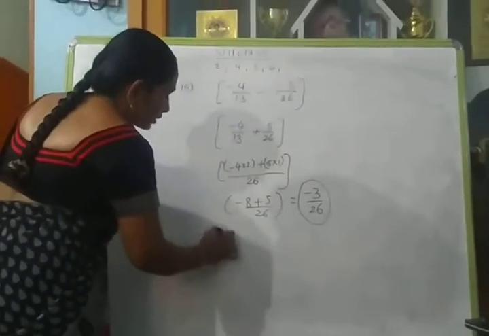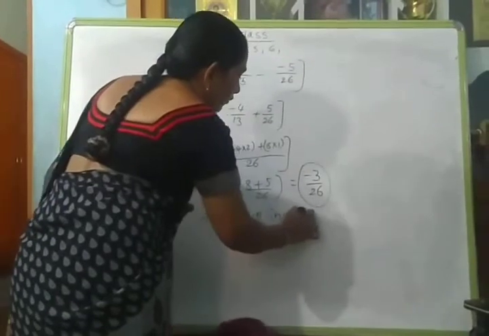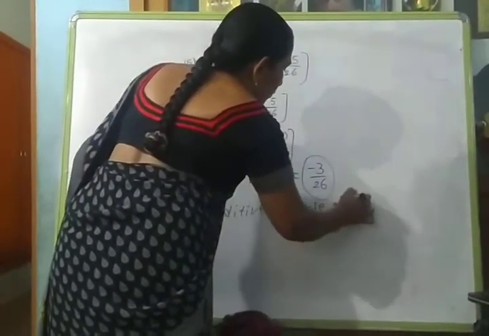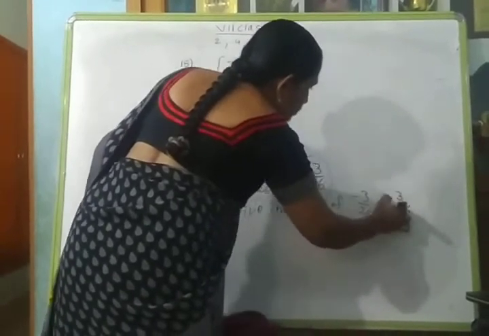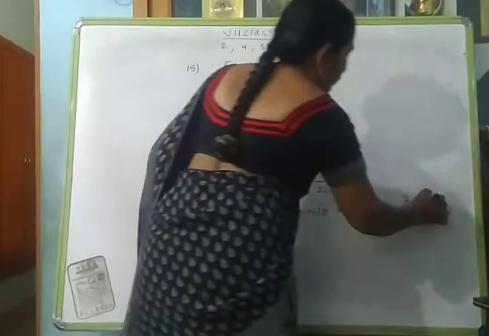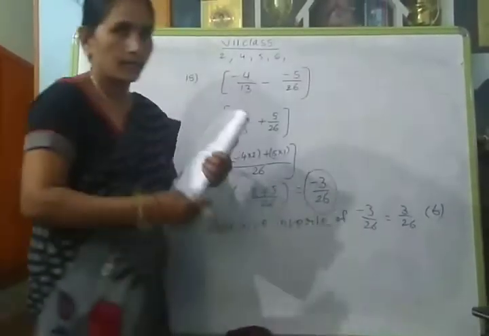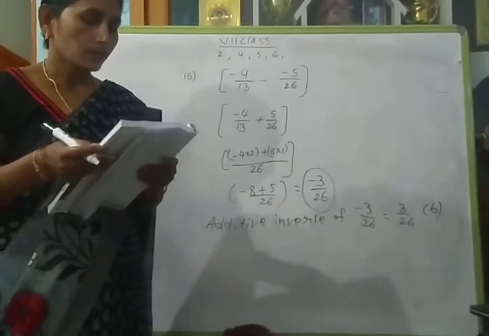So additive inverse of minus 3 by 26 is equal to 3 by 26. So option B is correct now. 15th one, option B is correct. Option B.